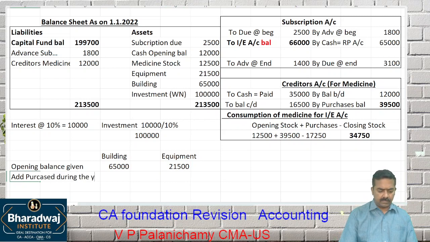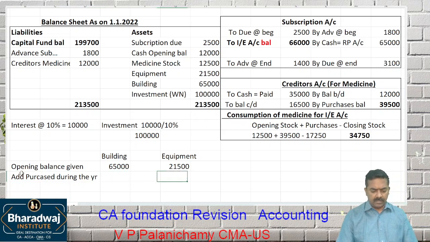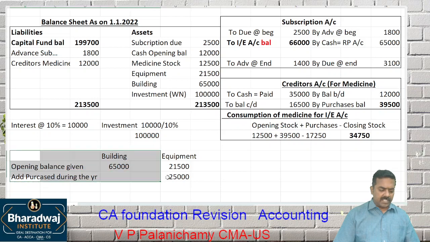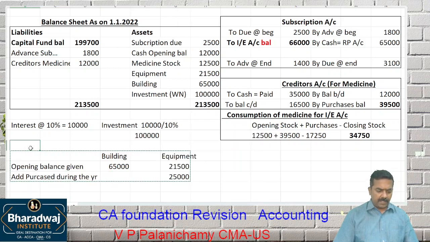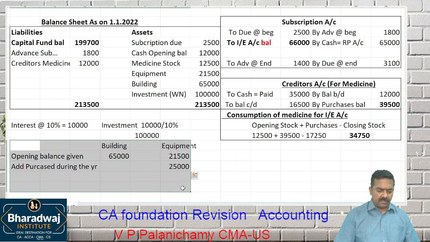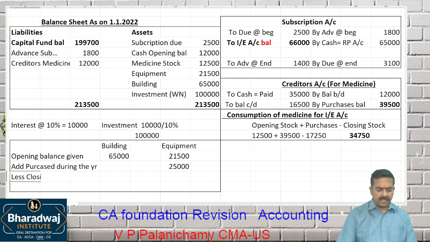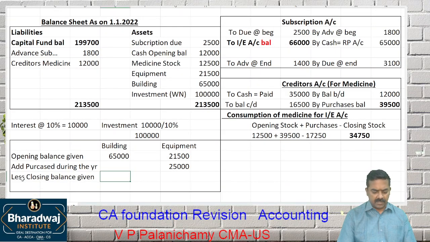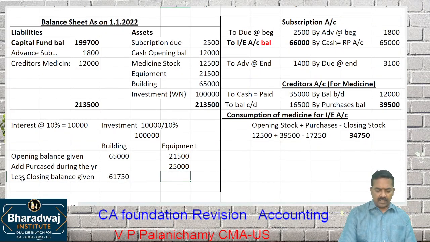Purchase of medical equipment. How much? 25,000. Is it matching with the closing balance? Opening balance plus purchases, is it matching with the closing balance? No. Okay. Less, what is the closing balance given? Building, how much closing balance have they given? 61,750. And this is how much is given? 37,000. So the difference is which one? Depreciation.